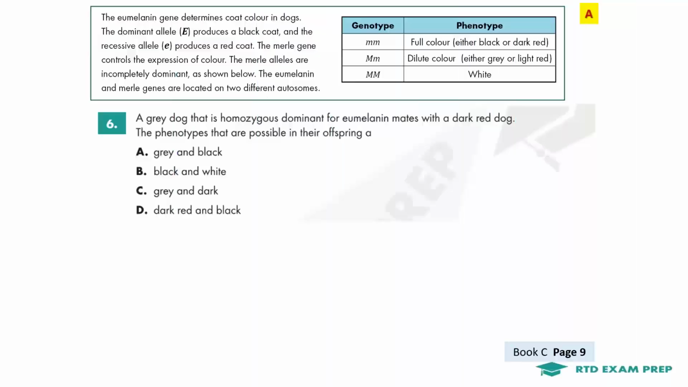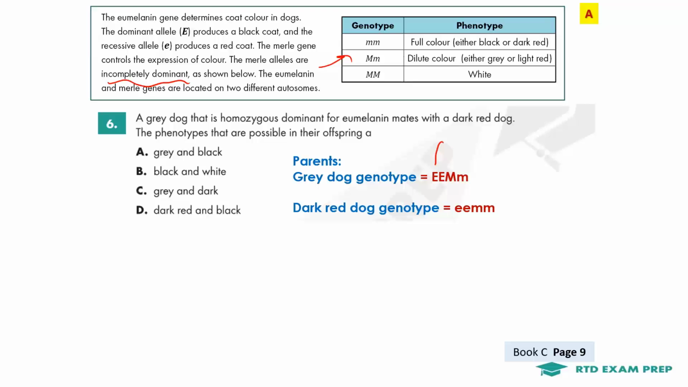The Humulin gene determines coat color in dogs. Big E produces black, little e produces red, and then there's a Merrill gene that controls the expression of color. And it says Merrill is incomplete dominant. So now we're going to have to play, and here I see our incomplete dominance. We got 3 different types of colors. A dog that is homozygous dominant for Humulin. Here's my homozygous dominant for Humulin.